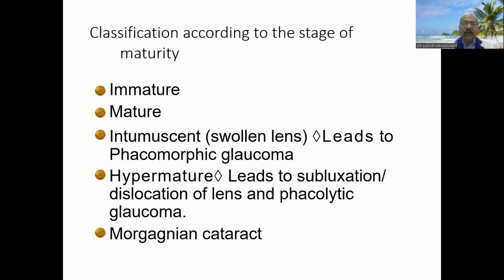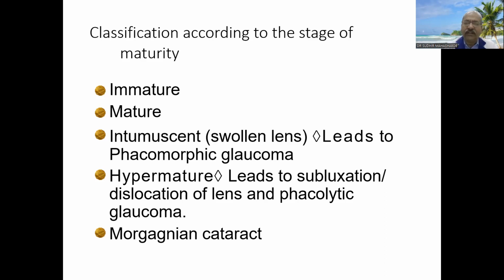That is called intumescent cataract, where the lens swells. When the lens swells, it bulges anteriorly and presses on the iris, pushing it closer to the cornea, especially in the periphery, and this may lead to phacomorphic glaucoma.